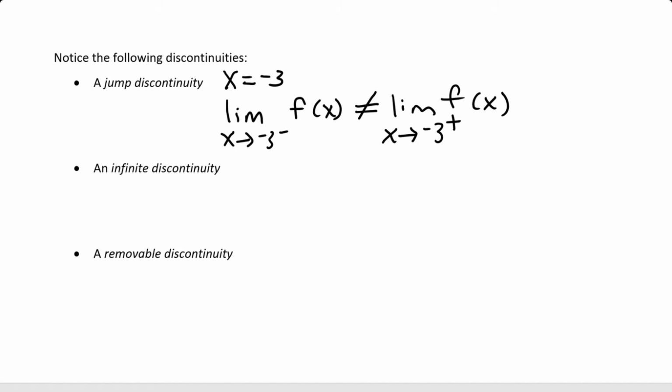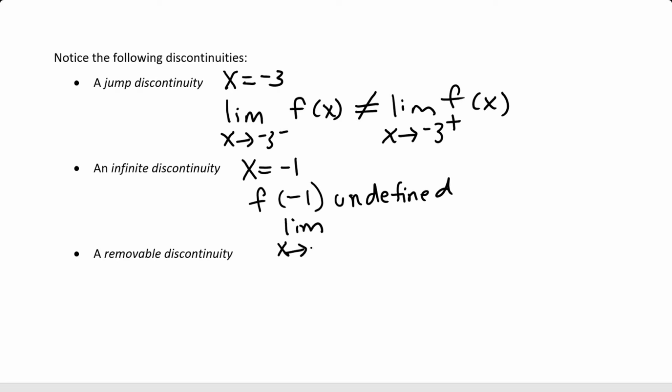We also have an infinite discontinuity, and that happens at x equals -1. Couple of things to keep in mind. When you have an infinite discontinuity, the function at that place typically is undefined or does not exist, and the limit as x approaches that x value typically goes to either infinity or -infinity, hence infinite discontinuity. And finally, let's look for a removable discontinuity.